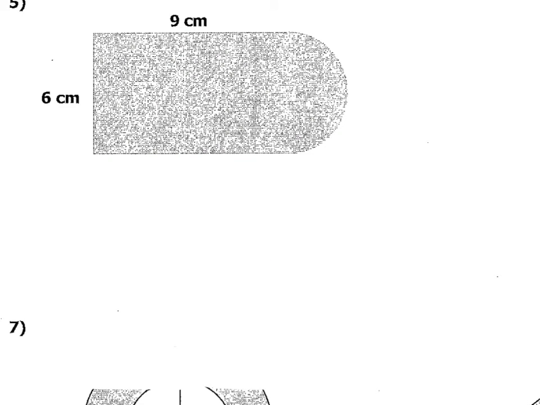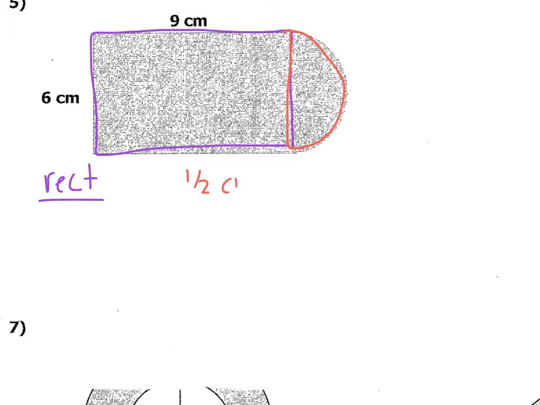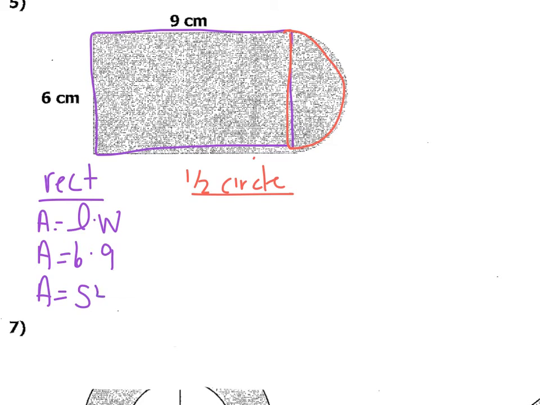Another example. In this one, if we break it down, we have a rectangle. So I'm going to make myself a workspace for the rectangle. And we have a half circle. All right, the formula for area of a rectangle is length times width, which in this case would be 6 times 9, which is 54. So the area is 54 centimeters squared.